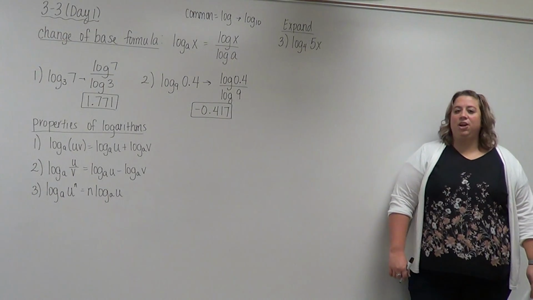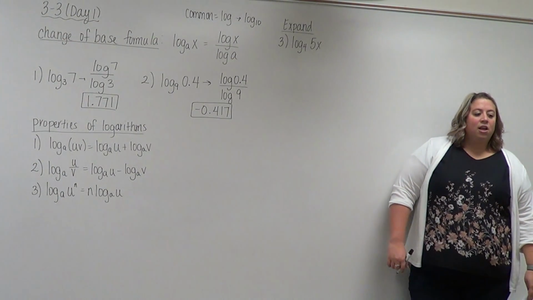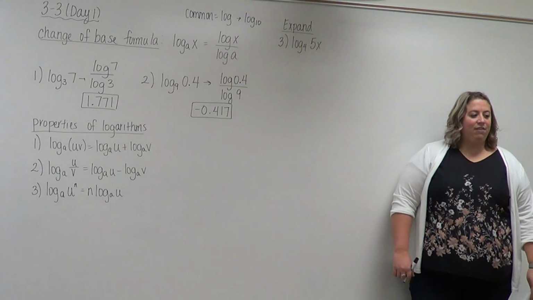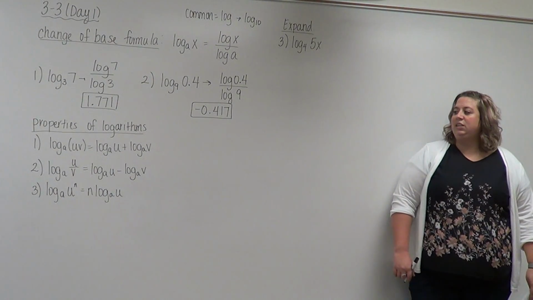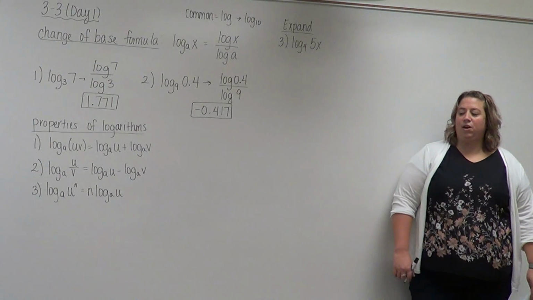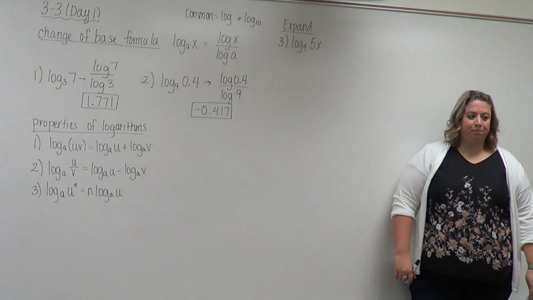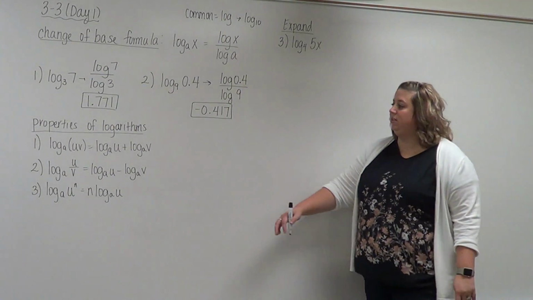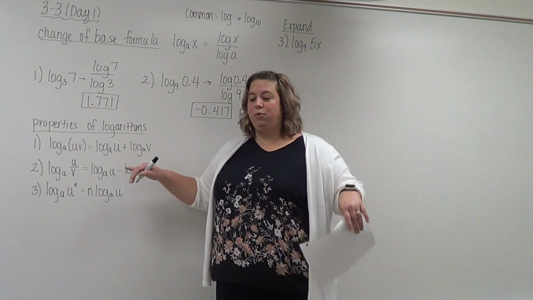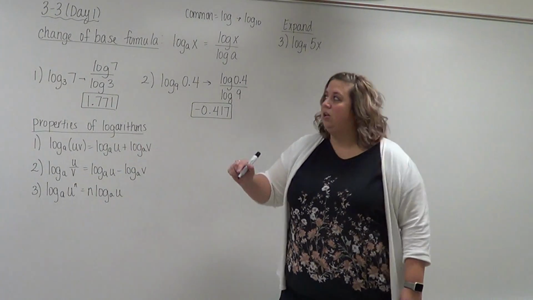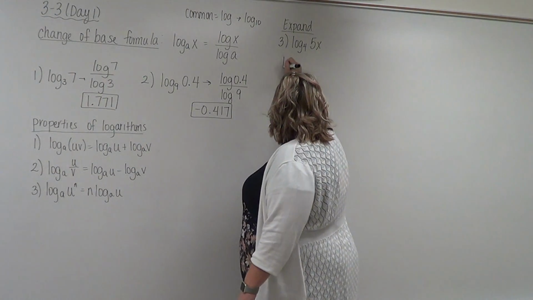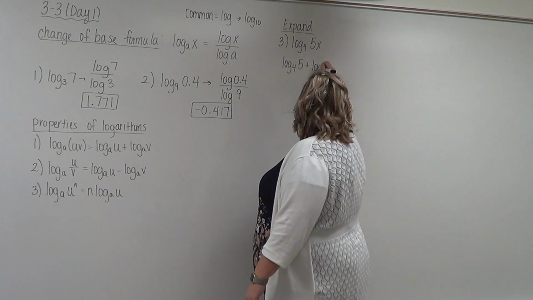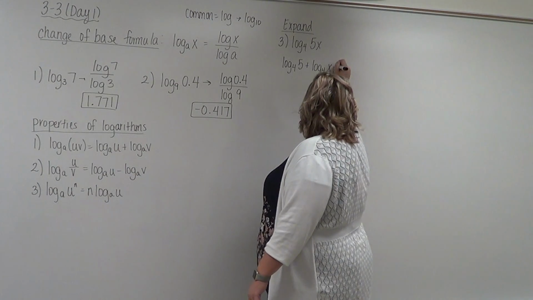Okay, now we're gonna do expanding first. Only thing going on, these are multiplied together. I have 5 times x. So if I want to expand it, what would I do? What would I use? Add, subtract? Which one? Adding, okay? So this is multiplied together. I want to expand it, break apart. We're going to break it apart by adding. So I'm splitting the 5 and the x. So this would be log 4 of 5 plus log 4 of x.